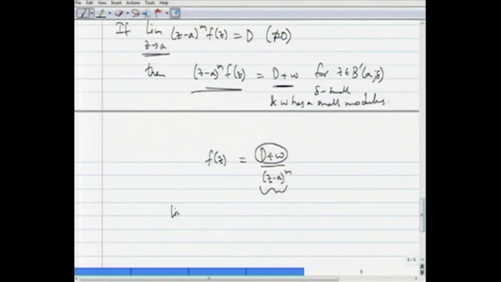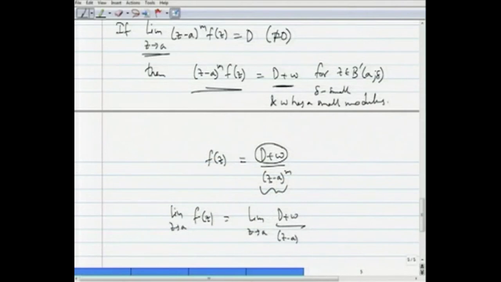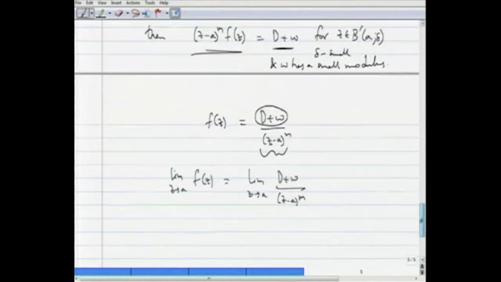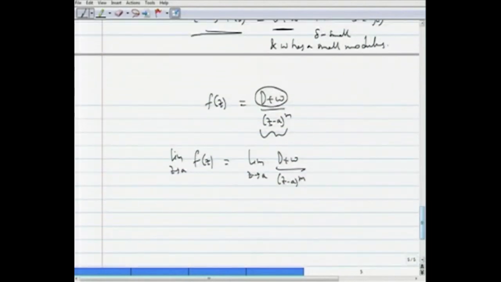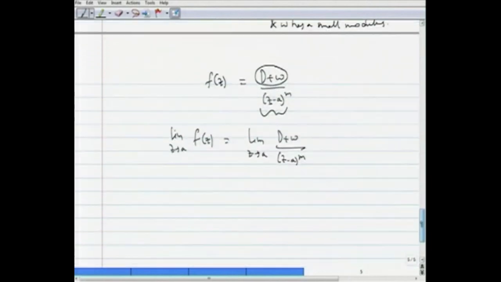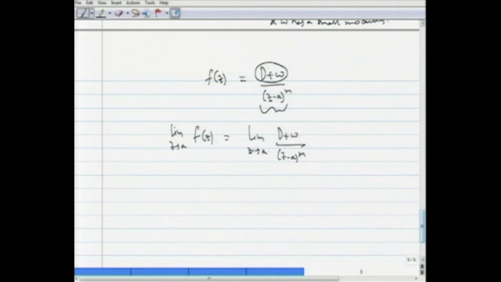So, limit as z tends to a of f of z is equal to limit as z tends to a of (d plus w) by (z minus a) power m. W is not a fixed quantity, it also varies as z tends to a, but it stays close to 0. The limit of w really is 0. So, then we get this. It is a heuristic proof, that is not really a proof, we can work it out using the limit definition. So, this implies that f has a pole at a of order m.